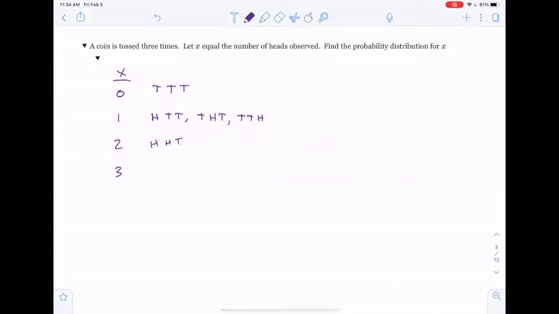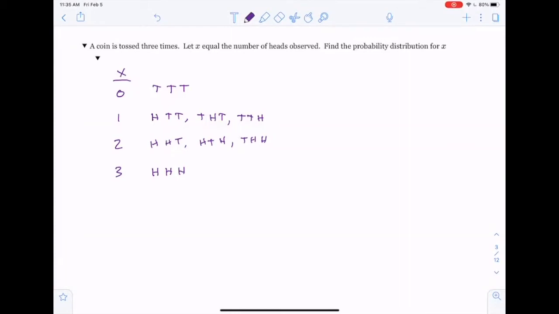That's heads, heads, tails, heads, tails, heads, and tails, heads, heads. And finally, what's the only way we could flip a coin 3 times and observe 3 heads? It's heads, heads, heads. And when we did our discussion of probability, we said all of these are simple events. They're all equally likely. And to find the probability, all we're going to do is count how many things are in each category, right? There are a total of 8 outcomes.